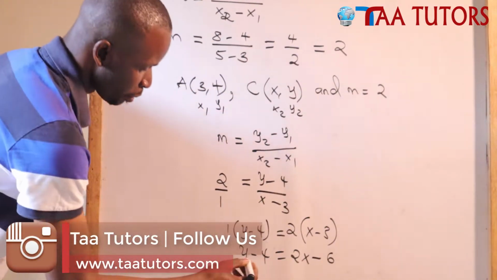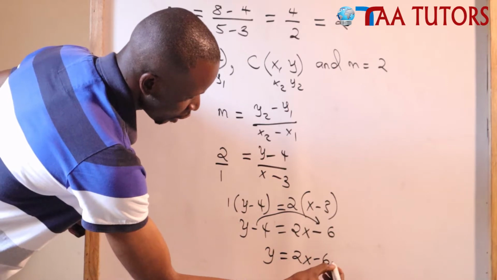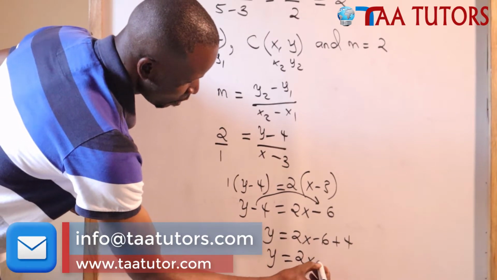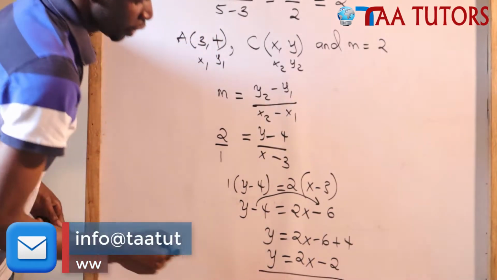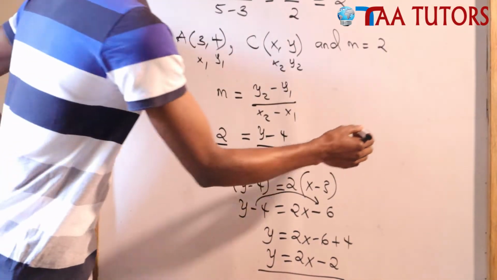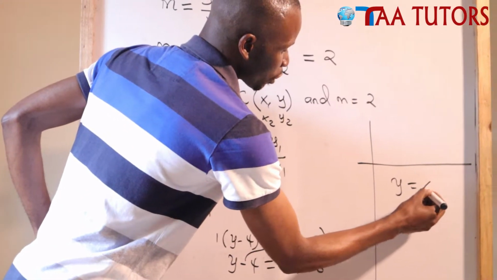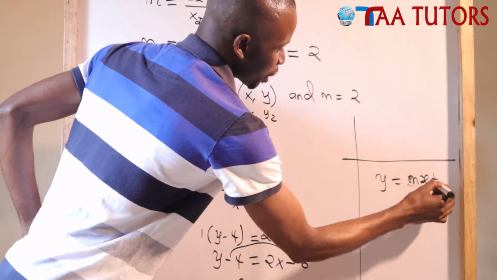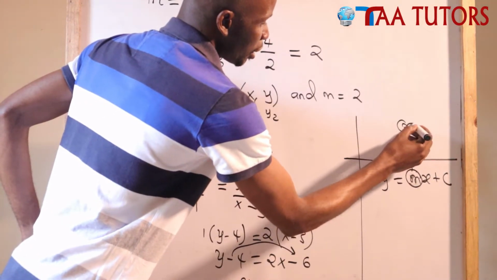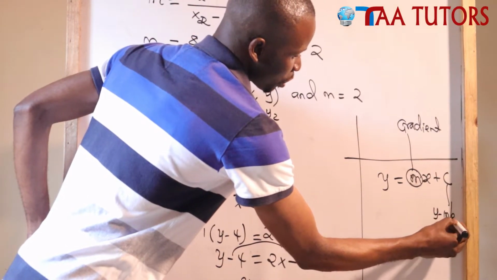I'll collect like terms by bringing 4 to the other side of the equation. I'll say y equals 2x minus 6 plus 4, and that is y equals 2x minus 2. I've written this equation in the form y equals mx plus c. There are 2 ways of expressing equations. It could be y equals mx plus c, where m is the gradient and c is the y-intercept.